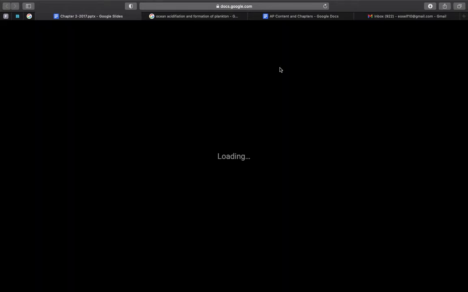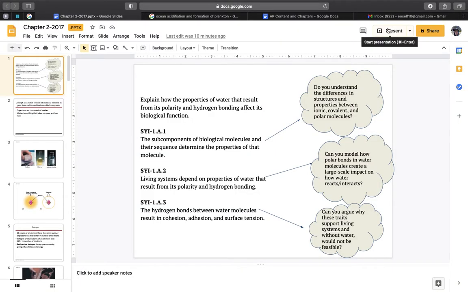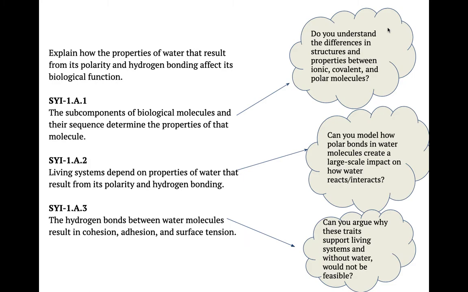Hello and welcome to a Chapter 2 overview of everything that you need to know about the chemistry of life. Now, when it comes to the AP exam, there's three specific things that you need to feel extremely comfortable with when it comes to understanding different aspects of chemistry.